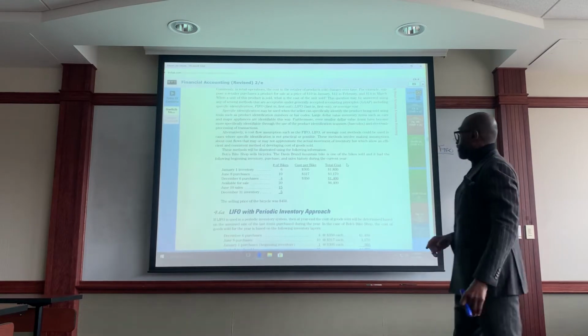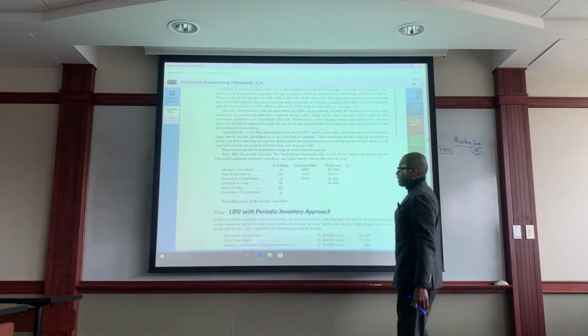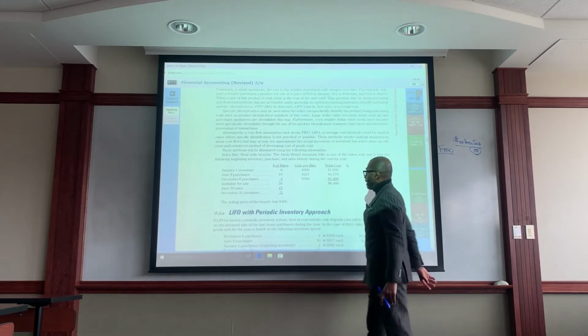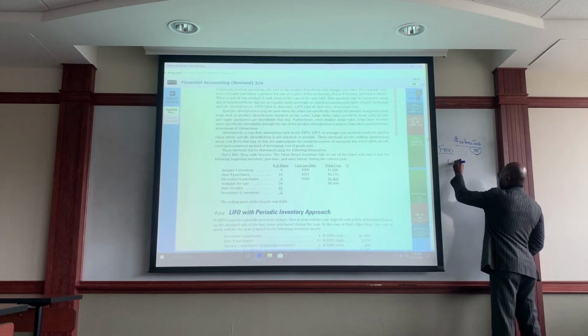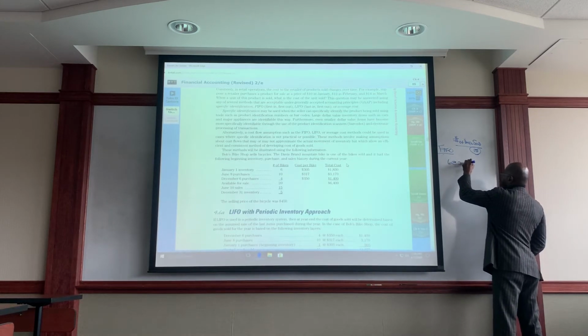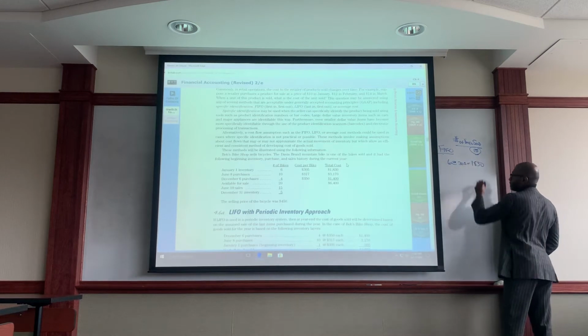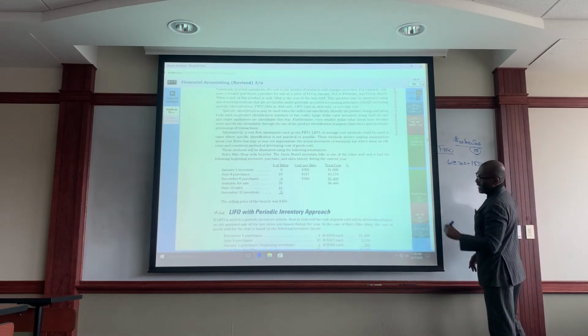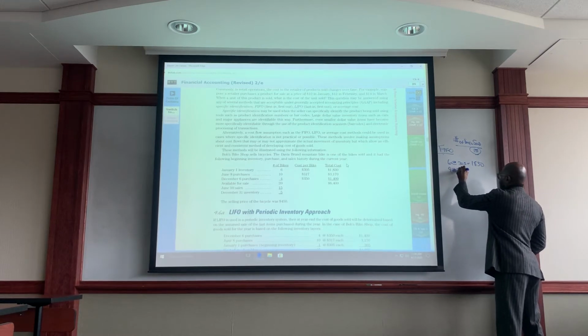So FIFO says the first item in comes out first. What's the first item in? Beginning inventory. So we're going to quickly take 6 at 305, which gives us 1830. And then we're going to take 9 at 317.